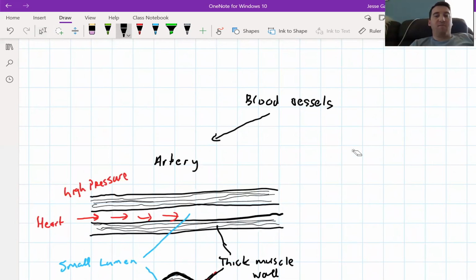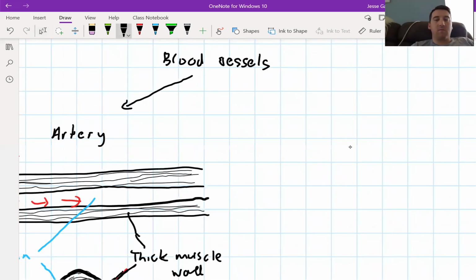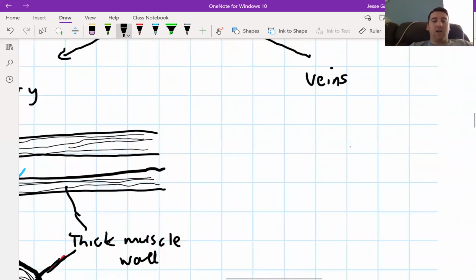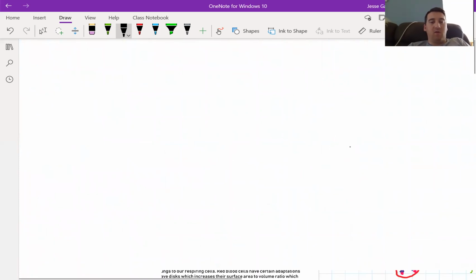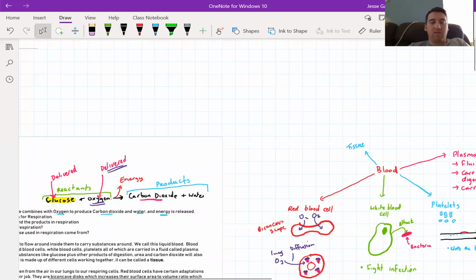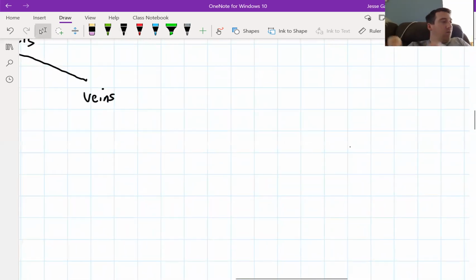The second type of blood vessel that we're going to talk about is called veins. Veins are slightly different from arteries. They look different. And again, just like we did before, we're going to draw them. We're going to draw a vein next.